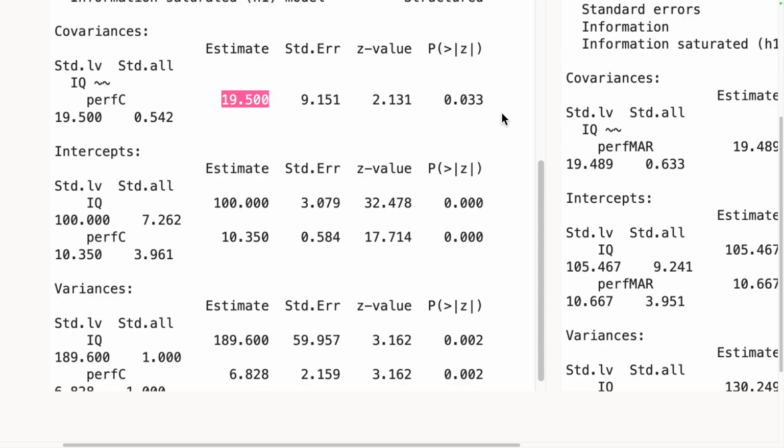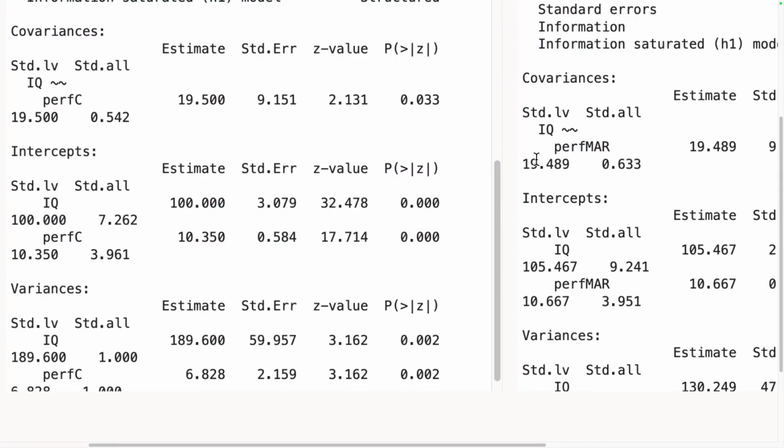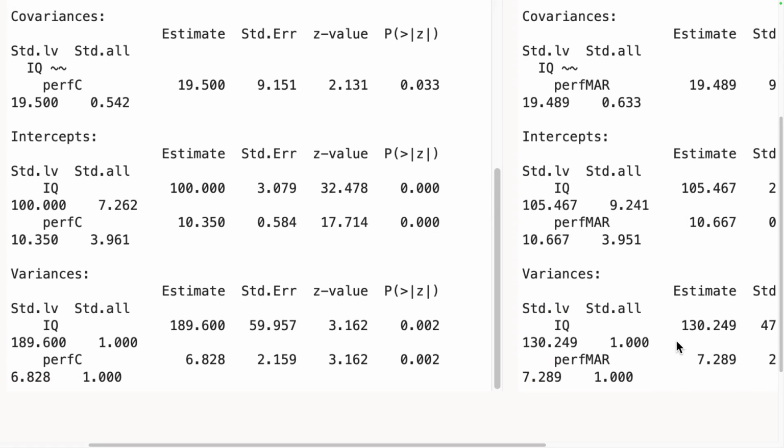19.5 in the complete data, 19.489 in the maximum likelihood. That's pretty good, right? Our variance is, again, shrunken a little bit, so that causes our correlation to be a little bit different. And our mean estimates are getting a little bit closer. But again, not a great example, but something to look at, right?